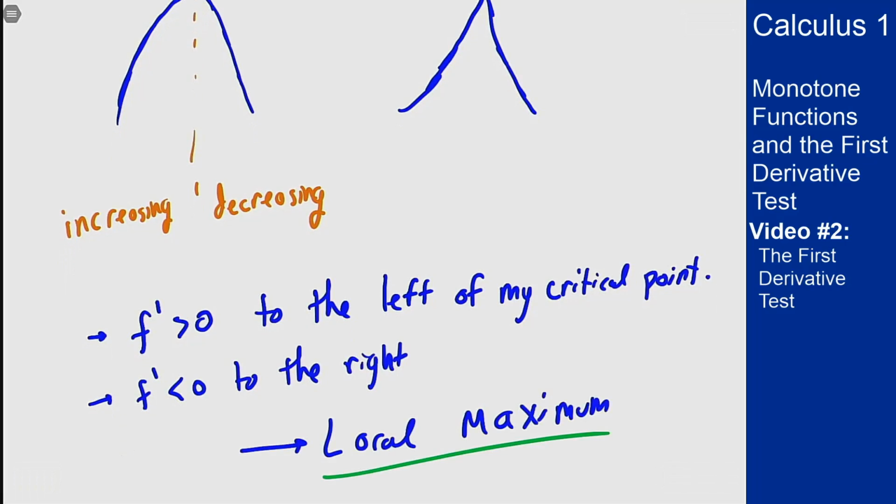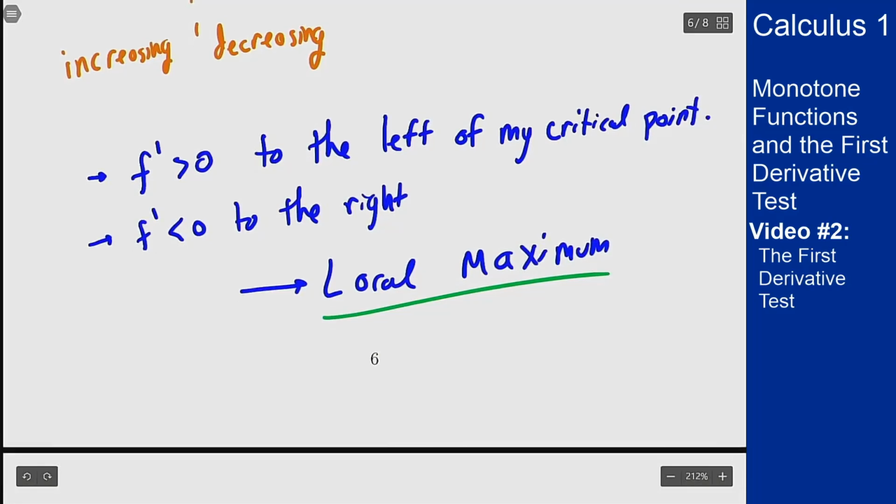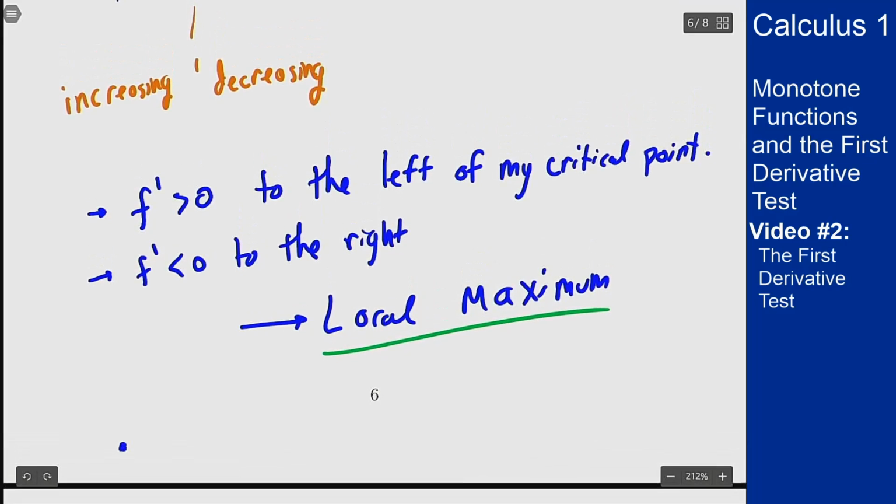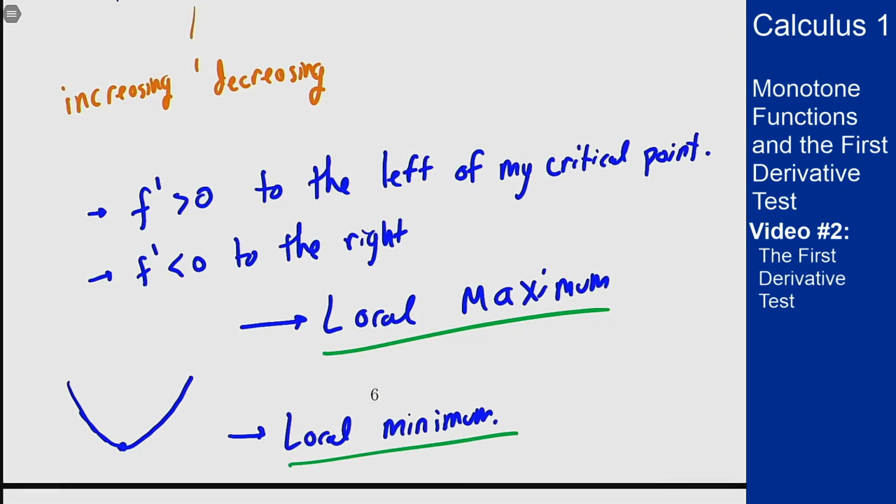If you want to think about getting a local minimum, you just reverse these. Right? To have a local minimum, I need to decrease to the critical point and then increase after it. So decrease to the left, increase to the right gives me a local minimum. And that idea right there leads us to the first derivative test for finding and classifying critical points of functions.